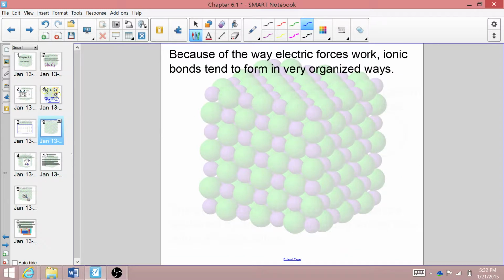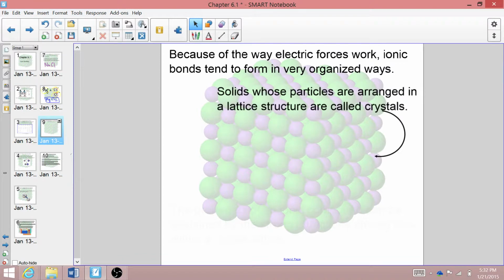Now, because of the way that these electric forces work between the positive and negatively charged ions, ionic bonds tend to form in really organized ways. We get things like salts and crystals when they form, because they form this really, really tight lattice structure. A lattice structure means that the type of atom alternates in every direction, all the way around. So you can see from this crystal that this is very, very structured.